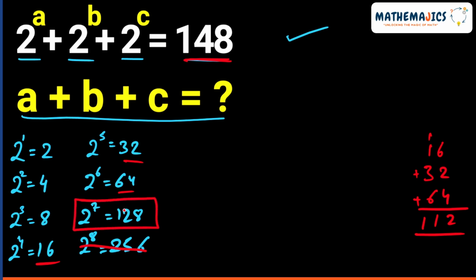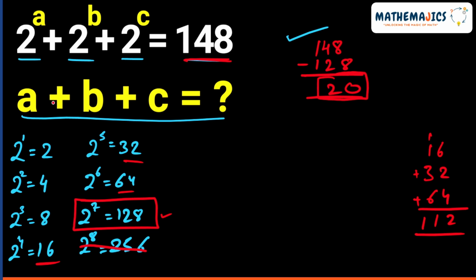That indicates that I must choose 2 raised to power 7 to make the sum of these three terms equal to 148. Okay, so one of our terms is definitely 128. If I've chosen one term as 128, what will be the sum of the other two terms? 148 minus 128, we are left with 20. That means the sum of the other two terms is 20.